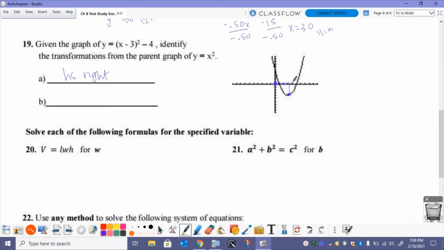Let's figure out how many we moved. 1, 2, 3. So horizontal shift right 3. And then we also have a vertical shift down. So 1, 2, 3, 4, I think. 1, 2, 3, 4. We'll call it 4. A vertical shift down 4.